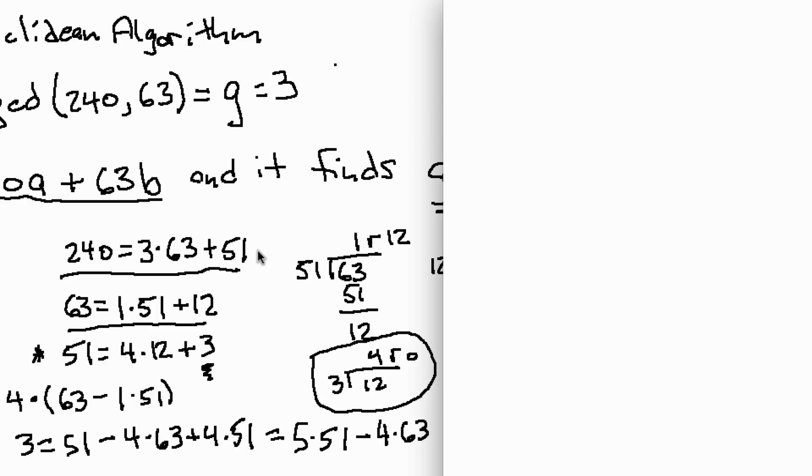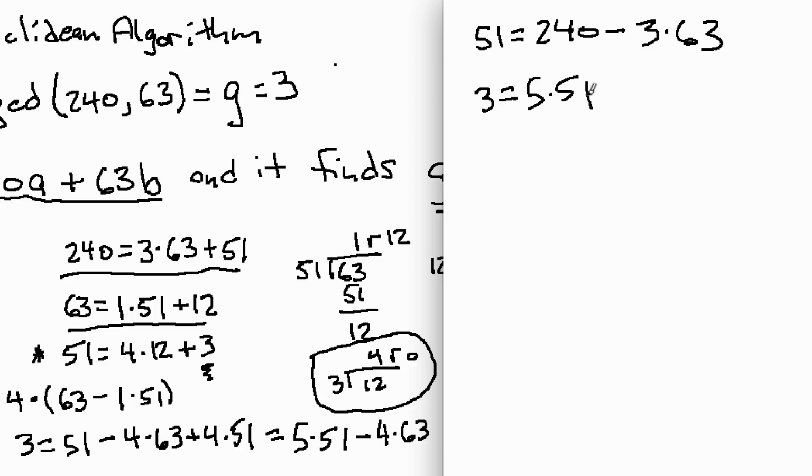I'm going to look at this expression over here, and this expression says to me that 51 is equal to 240 minus 3 times 63. That's what I got over here. And what I have over here, I'm just rewriting now so that we can see everything: I have that 3 is equal to 5 times 51, minus 4 times 63.